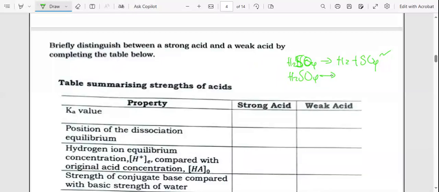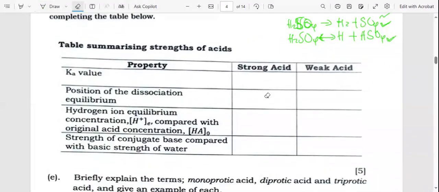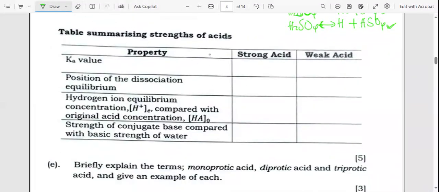So it can even be like this. It can be at equilibrium because it can go back to this. But this one is irreversible because the hydrogen has been given off. So we have hydrogen plus hydrogen sulfate like that. So this is a weak acid, and this, which is complete, is a strong acid. That's how you can distinguish the strong and the weak acid. I left the diagram when I was typing these questions.